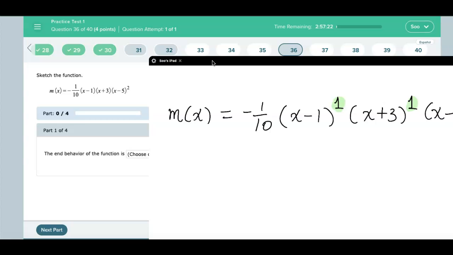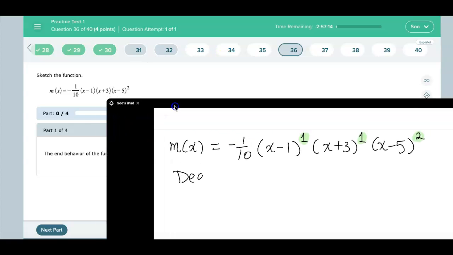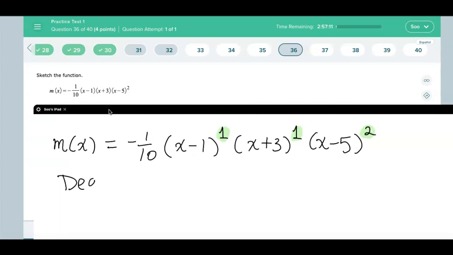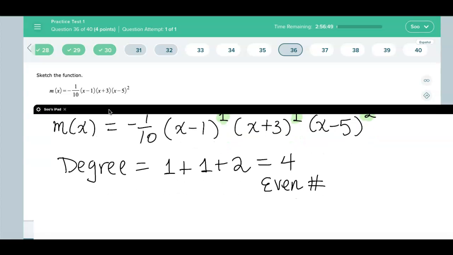So if I add up the multiplicities, let's see, hold on, let me zoom out. I'll just cover it up. Degree is adding those multiplicities up. And that equals 4. So this is a 4th degree polynomial. And because 4 is an even number, the end behavior is going to be either up, up, or down, down.